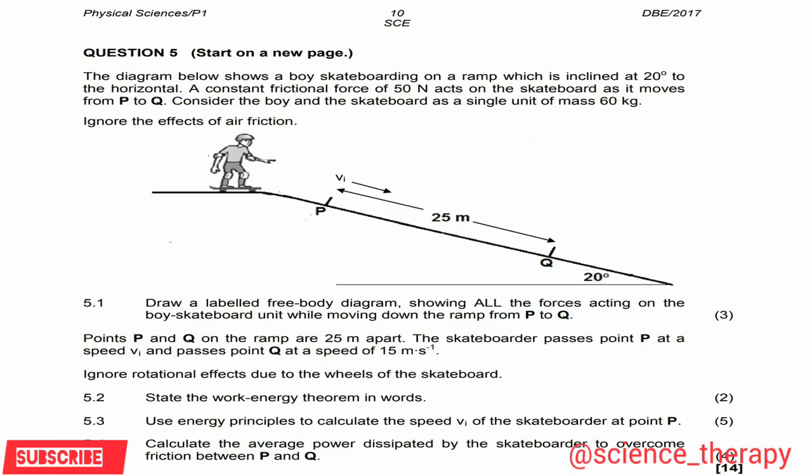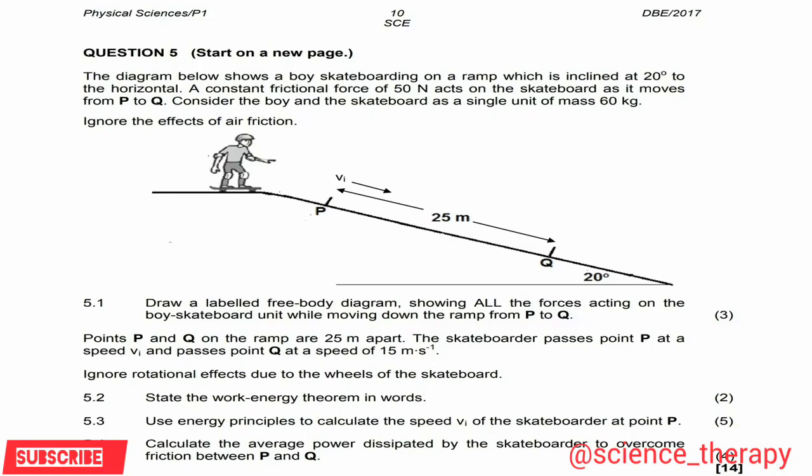Then question 5. It says the diagram below shows a boy skateboarding on a ramp which is inclined at 20 degrees to the horizontal. A constant frictional force of 50 Newton acts on the skateboard as it moves from P to Q. Consider the boy and the skateboard as a single unit of mass 60 kg. So we must consider them as 60 kg, the boy and the skateboard. Now they say ignore the effects of air friction.